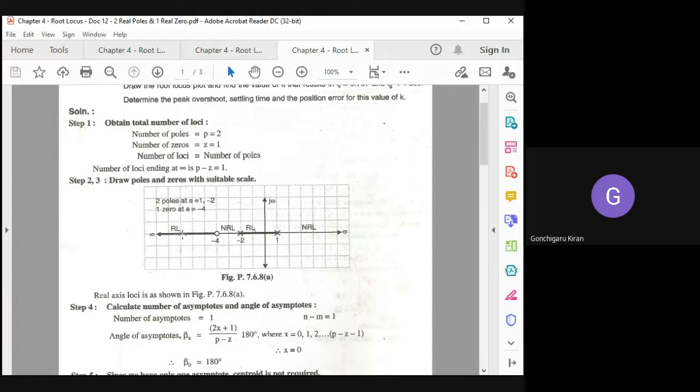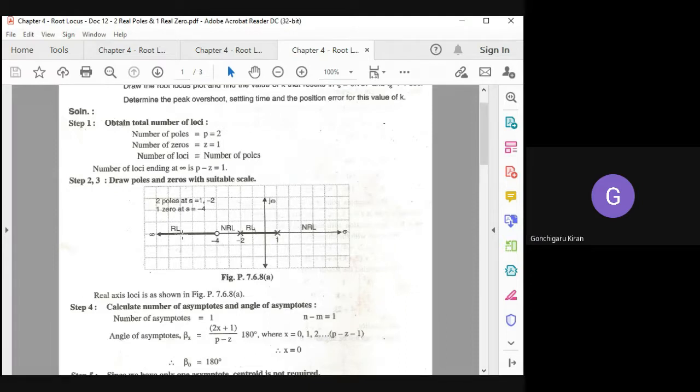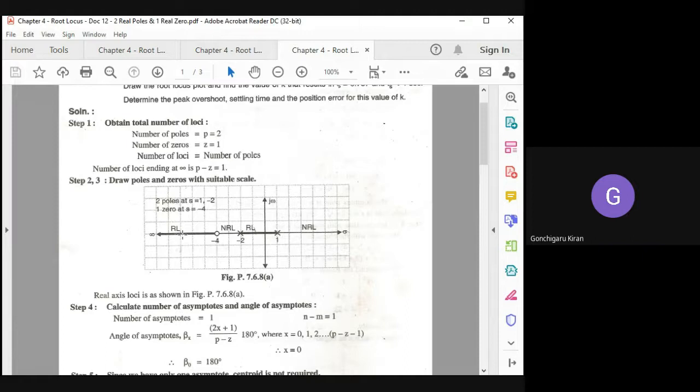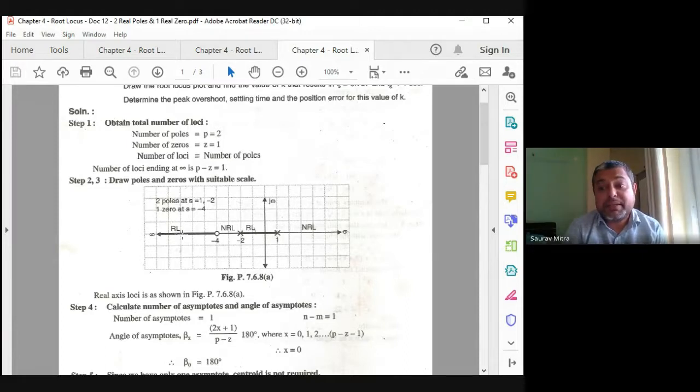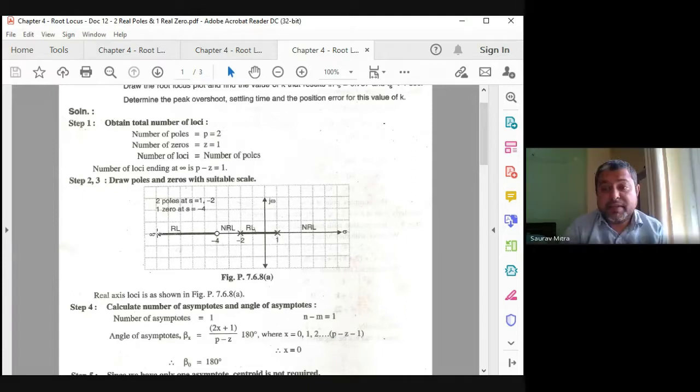Right side, how many poles and zeros together, total number? 3, sir. 3 is an even number or odd number? Odd number. That means -5 will be on root locus. Take -100. Suppose this point is -100.